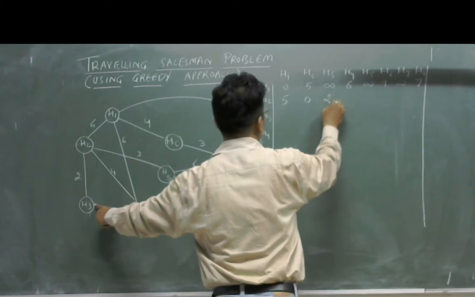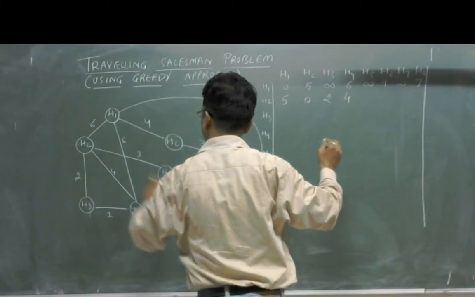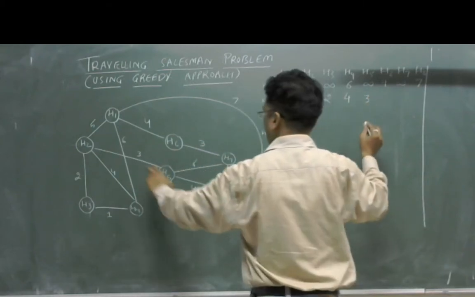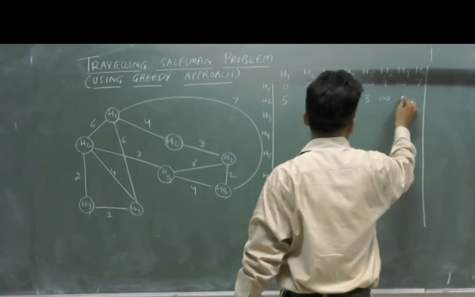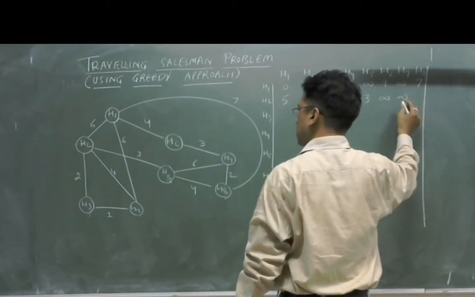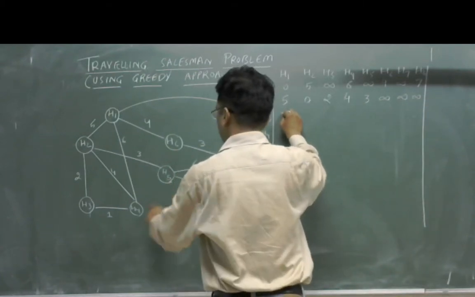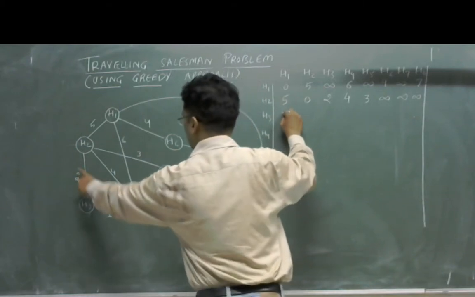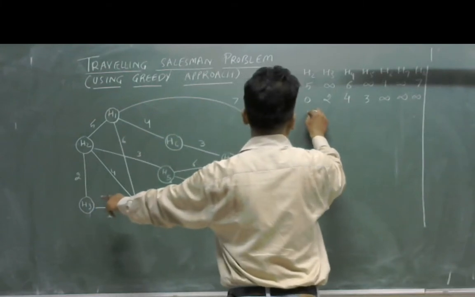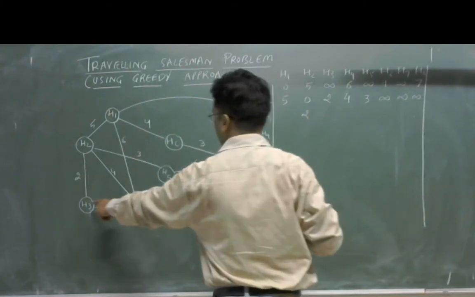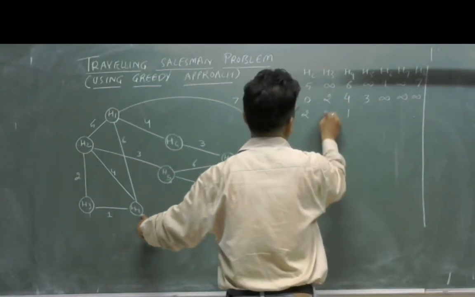H2 to H3 is 3, H4 is 4, H2 to H5 is 3, H2 to H6 not connected, H2 to H7 not connected, H2 to H8 not connected. H3 is connected only to two nodes. H3 is at a distance of 2 from H2, and H3 is connected to H4 at 1, and the rest of the nodes are not connected.